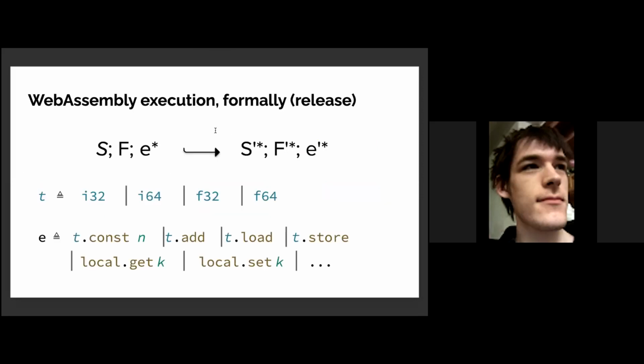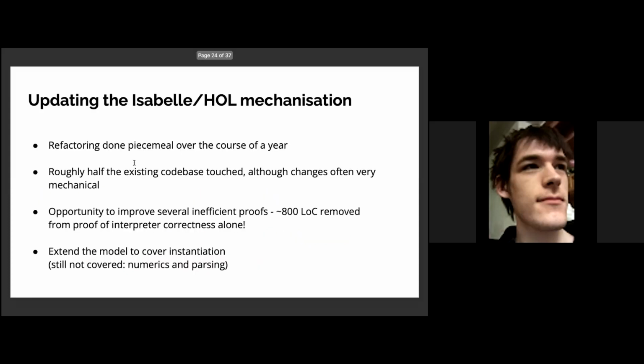And again, the top level reduction relation now uses a frame to hold the local variables instead of a direct list of values. So as I mentioned, part of the work I'm presenting today is in updating the 2018 Isabelle Hall mechanization. And this work was carried out incrementally on and off over roughly a year following the official 2019 standards release.